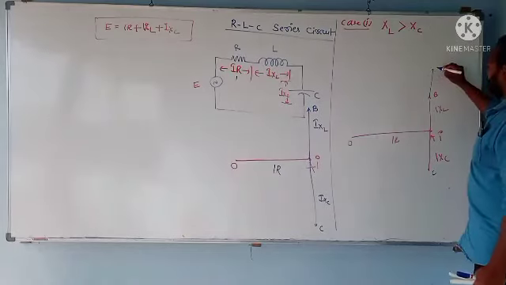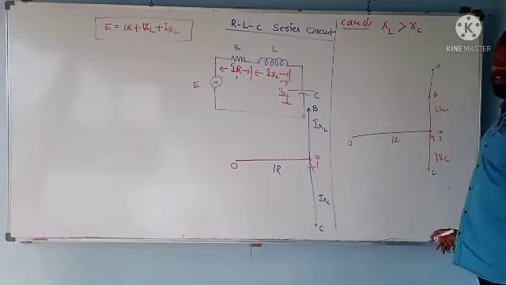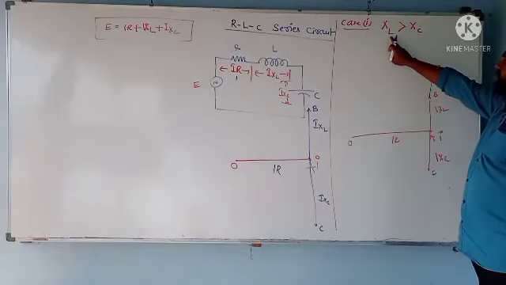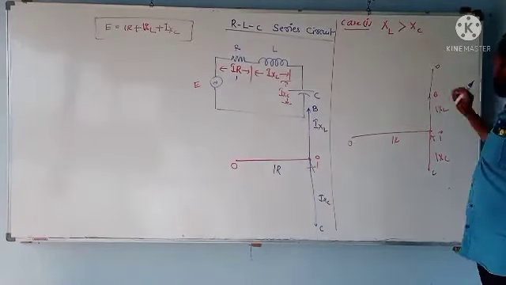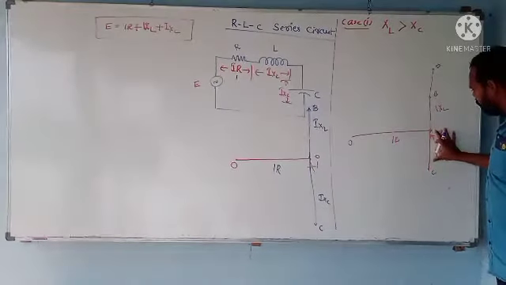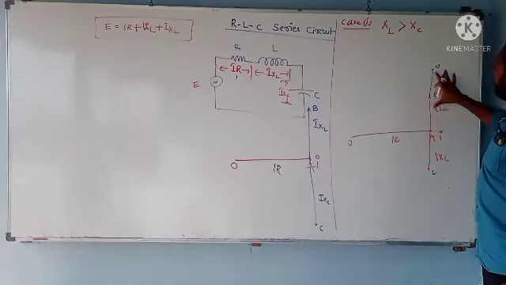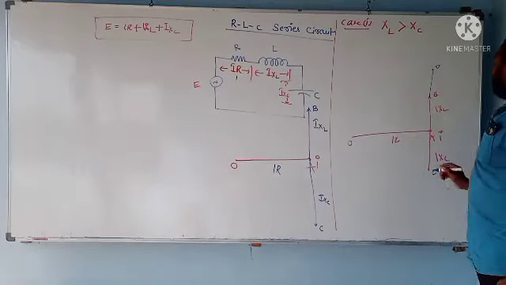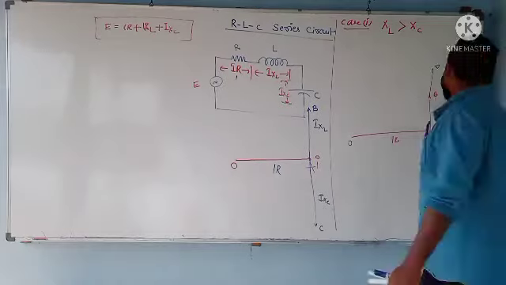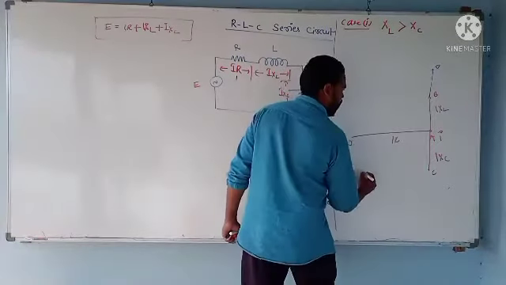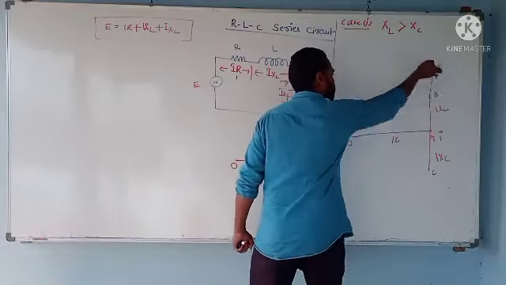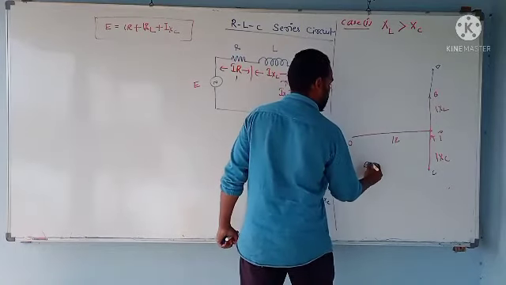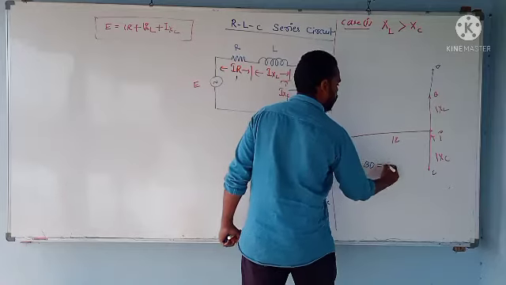Now I am taking a point like this, D. Why I take this: I assumed that inductive reactance XL is higher than capacitive reactance, so the magnitude of this vector should be less than this. I extend this line like this, BD. Here the magnitude is higher than this one, right? So I am assuming BD is equal to AC.